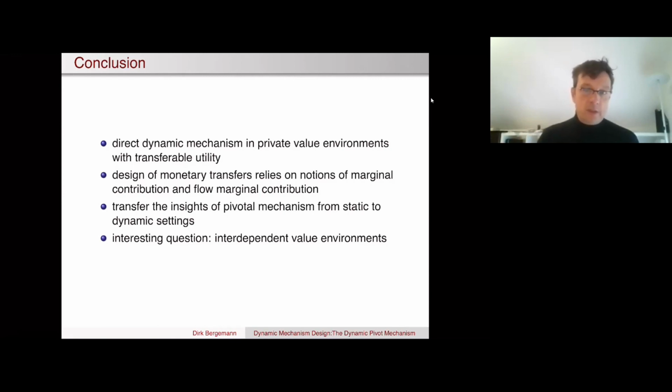So we could transfer the insights from the pivotal mechanism to the static mechanism. There are many open issues that people have studied. One interesting issue is to what extent the results that I presented here can be extended to interdependent or common value environments, and that's an ongoing area of research.